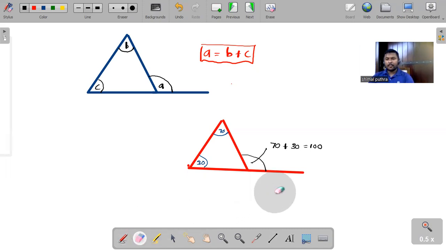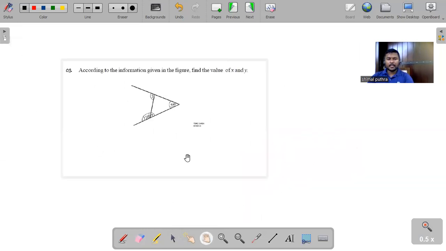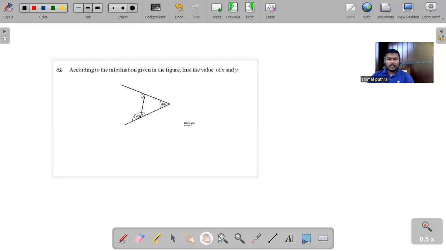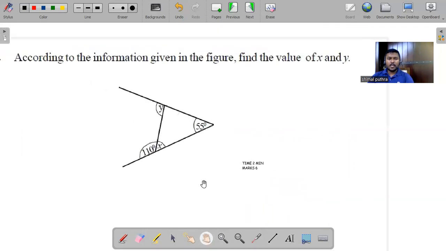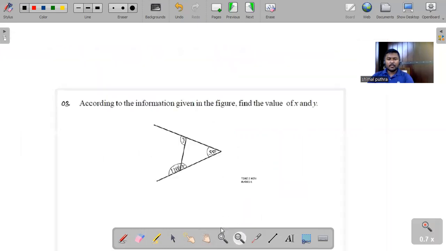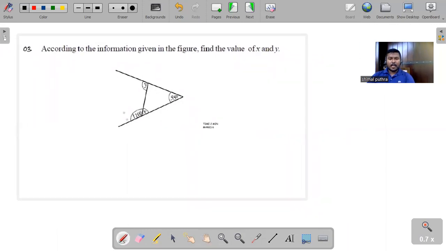Okay. Please pause the video and copy the answers. Okay. I will erase this one. Then I will come to the next point. There is something I have to find. According to the information given in the figure, find the value of x and y. We have to find the values of x and y. I will help you. Please pause the video. You can find the answer and correct your answer with our discussion.